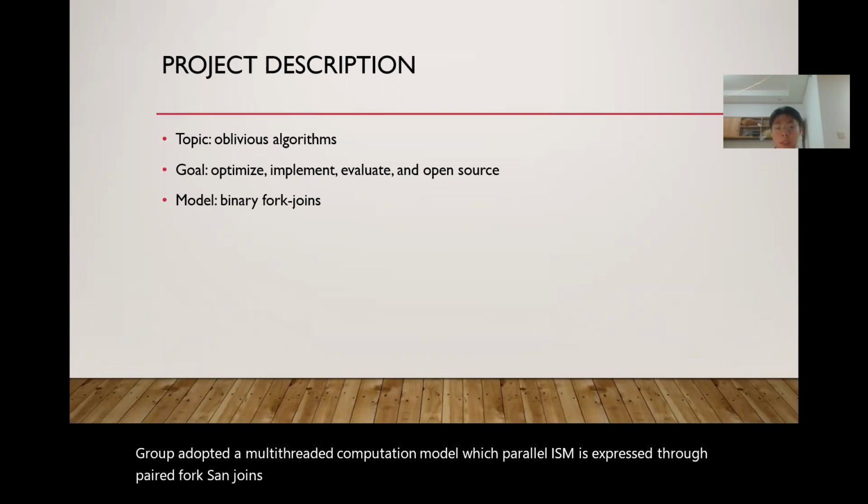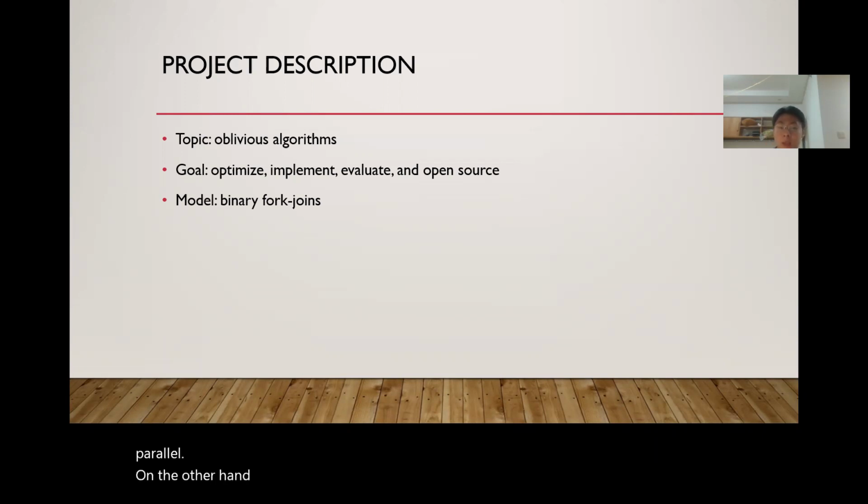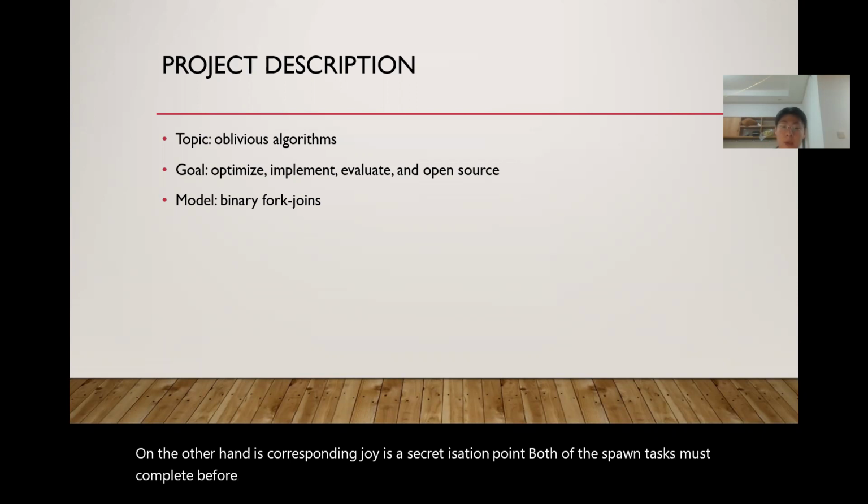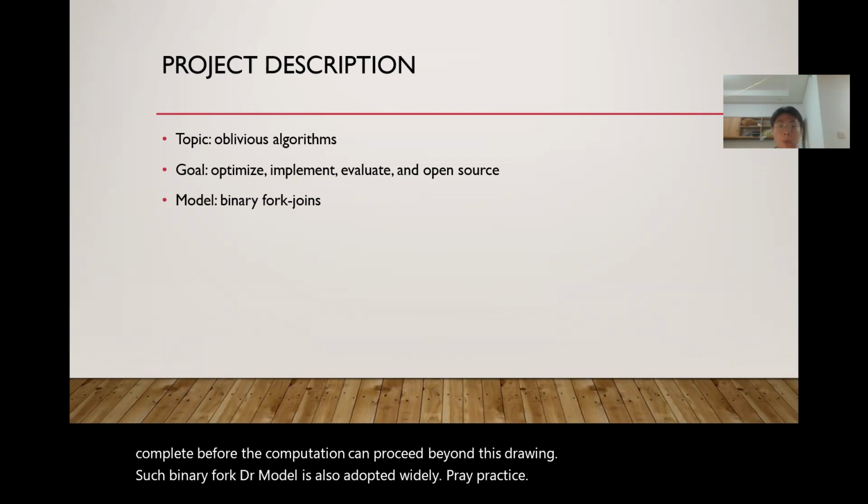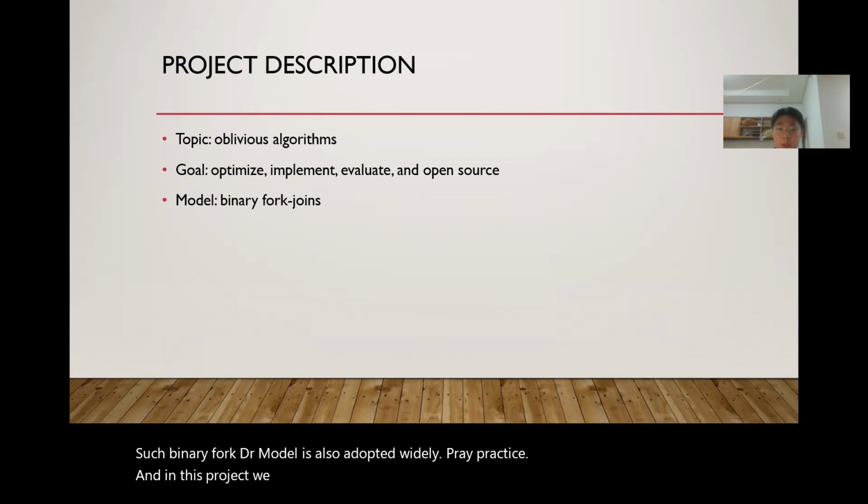A binary fork spawns two tasks that can execute in parallel. On the other hand, its corresponding join is a synchronization point. Both of the spawned tasks must complete before the computation can proceed beyond this join. Such a binary fork-join model is also adopted widely in practice. And in this project, we will optimize, evaluate, implement, and open source efficient oblivious algorithms and data structures on this binary fork-join model.